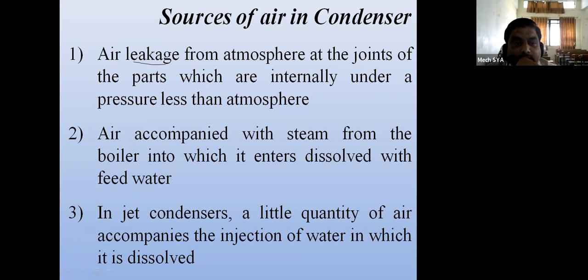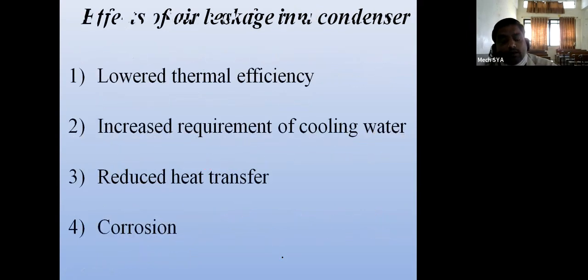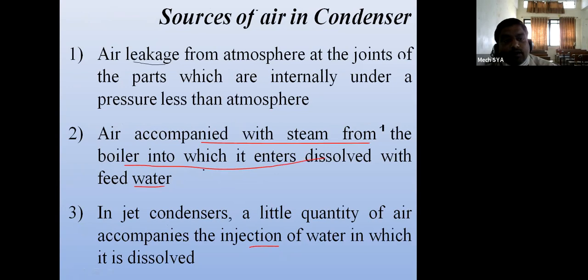That air also accompanies the steam coming from the boiler and turbine, in which it enters dissolved in the feed water. The oxygen in the feed water mixes into the steam. While flowing through the turbine, it remains dissolved and may finally enter the condenser. In a jet condenser, a little air can also come with the injection of cooling water. These are the sources of air leakage into the condenser.